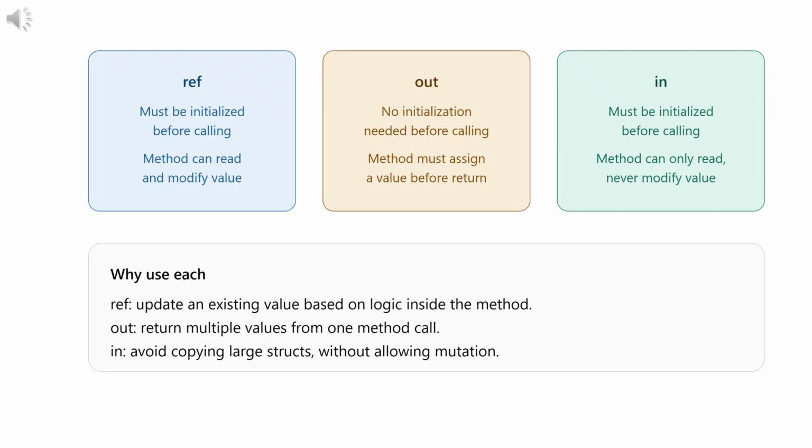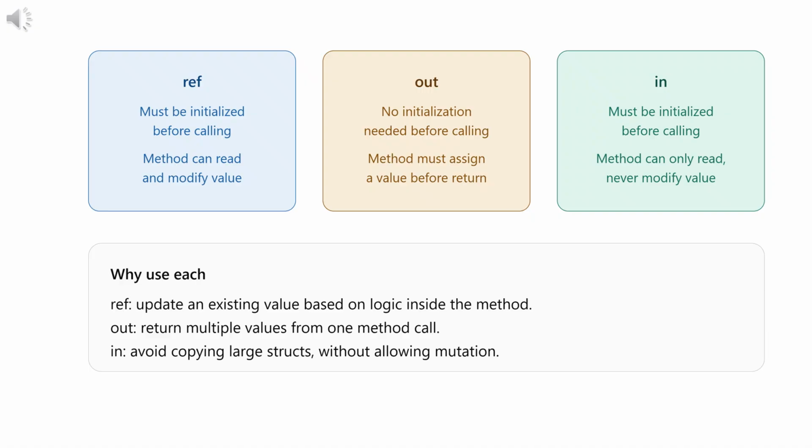Out, orange box. No initialization is required before calling. You can pass in a completely uninitialized variable. The trade-off is that the method is required to assign a value to it before it returns. The compiler enforces this. This is the pattern behind methods like int.TryParse(string s, out int result), which is commonly used to return multiple values from a single method call. One as the return value, success or failure, and one as the out parameter, the parsed number.